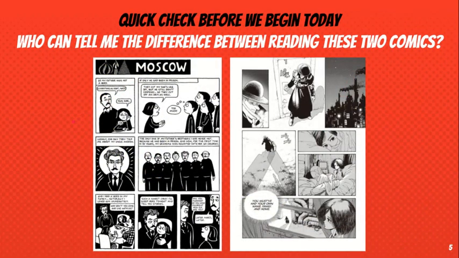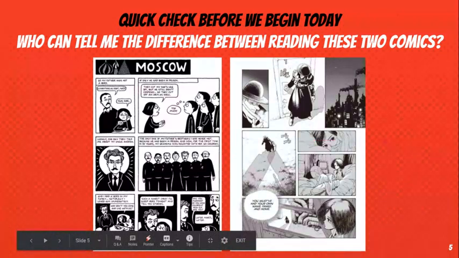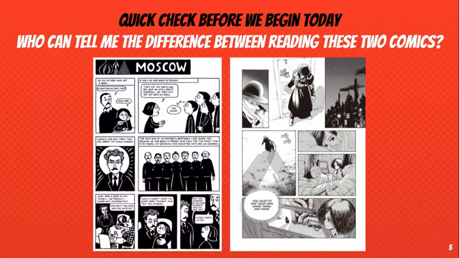A quick check for understanding before we read that I had students do: I asked students to tell me the difference between reading these two comics, the one on the left and the one on the right. The one on the left is from a comic called Persepolis, and the one on the right is from a manga called Battle Angel Alita.